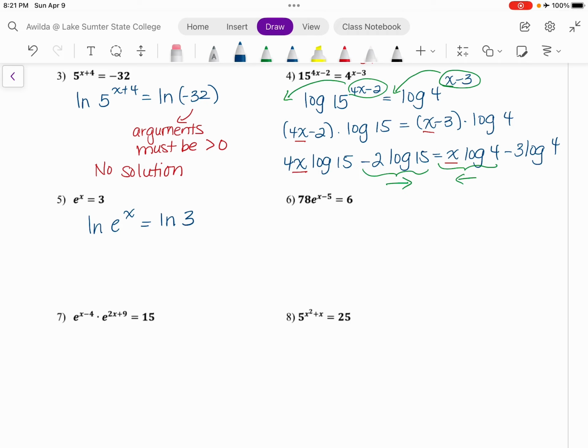Now the left-hand side is asking, what does the exponent on a base of e have to be in order to get e to the x? Well, obviously this is x. On the right-hand side, we have the natural logarithm of 3.